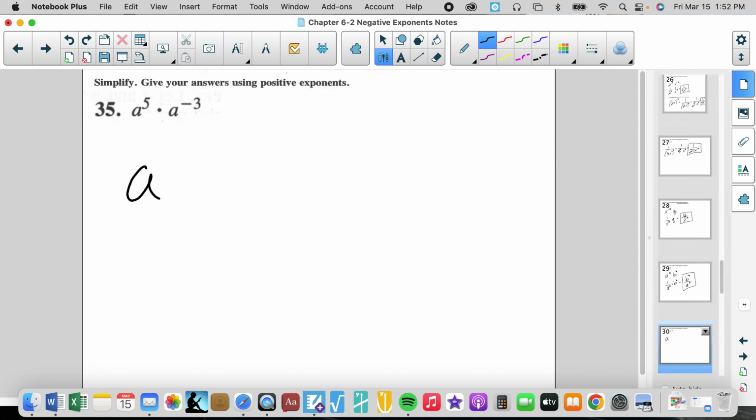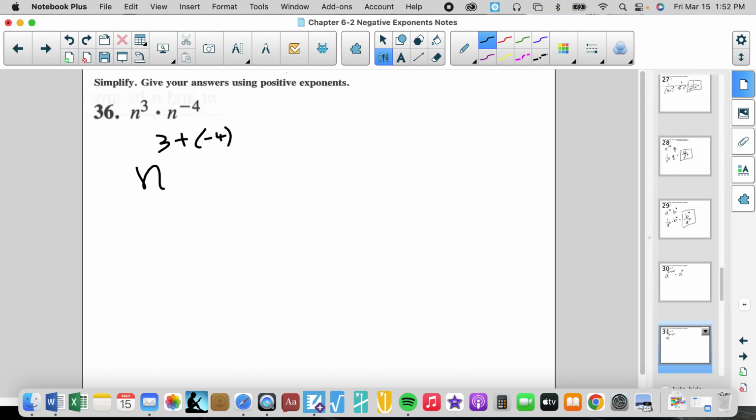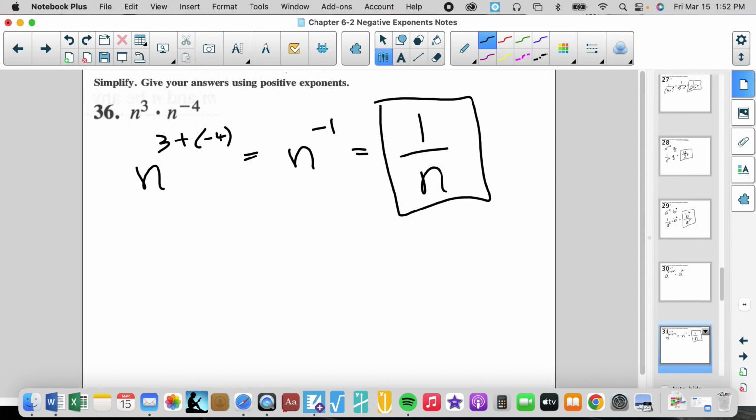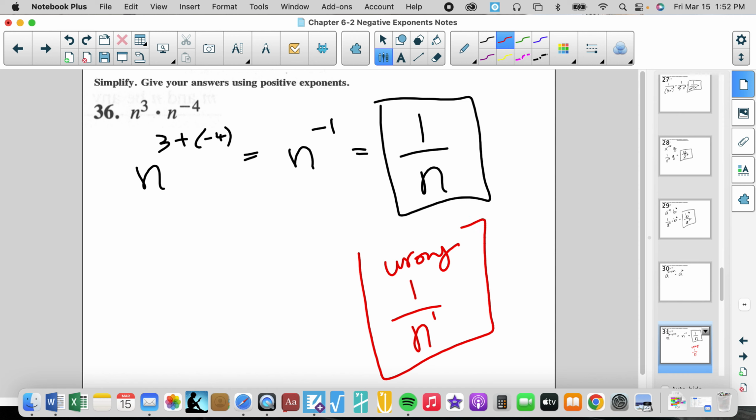We have like bases that we're multiplying, so we're going to add their exponents. That's simplified. We have like bases and we're multiplying, so we're going to add their exponents, which gives us negative 1. We have to only have positive exponents. Notice the wrong answer is 1 over n to the first. That is wrong. We don't write n to the first.